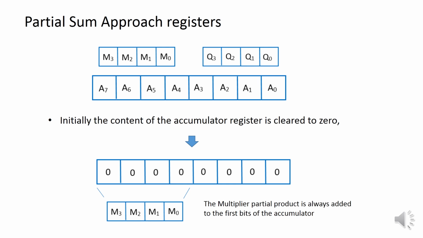Suppose that we start the multiplication of m times q, and at every partial product that we obtain, we add the partial product to the content of the accumulator.